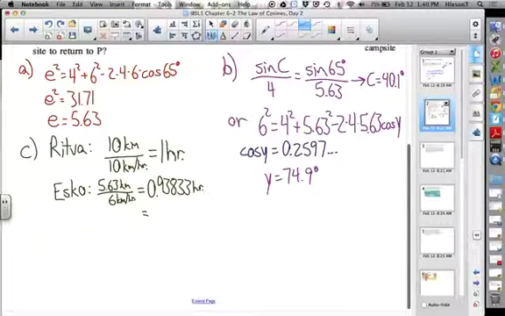That's not correct. It's not 0.93. 5.63 divided by 6 is 0.93833. My calculator is rounding. So that's 56.3 minutes. Okay. So Esco gets there first, and he's gotta wait around 4 minutes. 3.7 minutes. Okay.